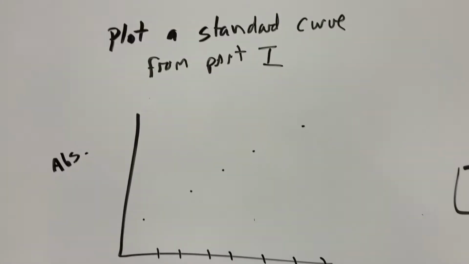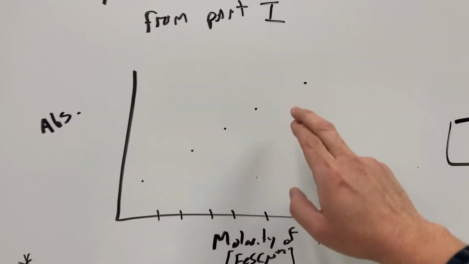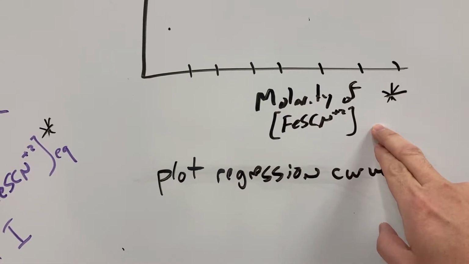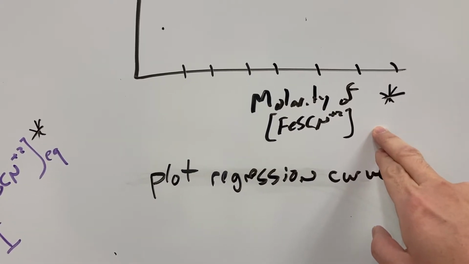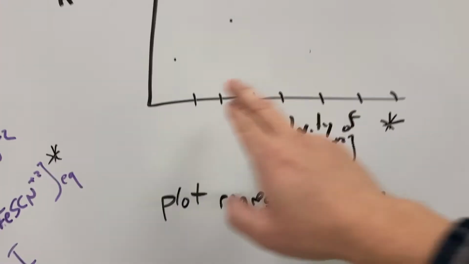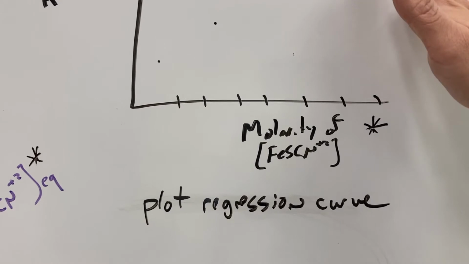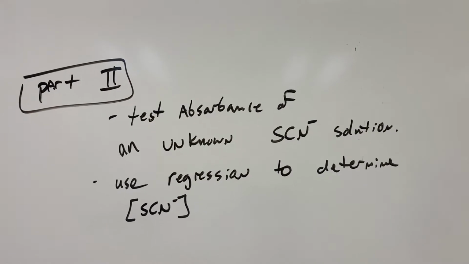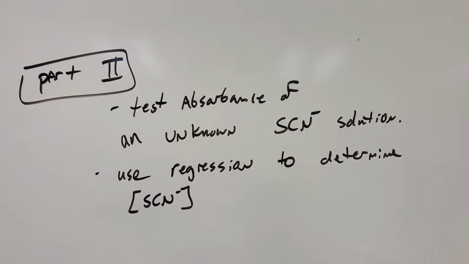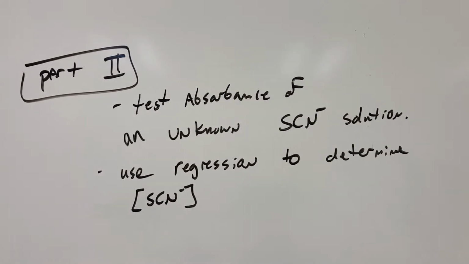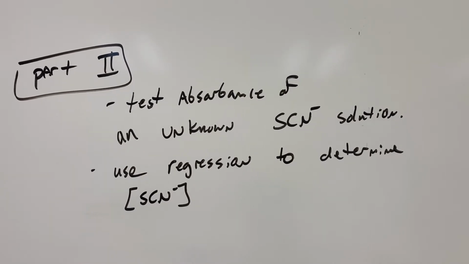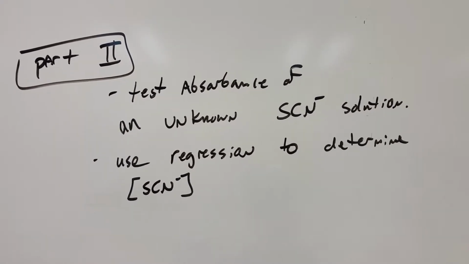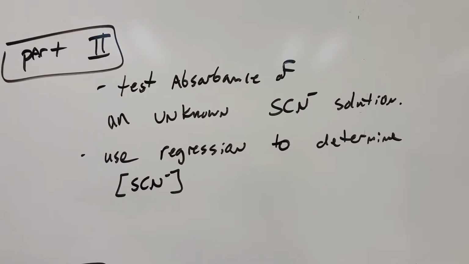All right, so once we get a plot, we're going to plot our absorbance versus our molarity of FeSCN. Now remember, this is known because we are making the assumption that the FeSCN is equal to the SCN concentration. So we'll plot a curve, we'll get a regression. That regression is going to be important. All right, part two, we're going to have an unknown solution of SCN, meaning we don't know what the concentration is, but we're just going to mix a known quantity of SCN with a known quantity of iron, and we're going to produce a product, and we're going to test the absorbance, and we're going to use the regression to determine the concentration of SCN.